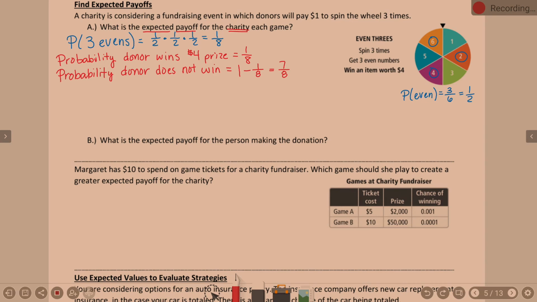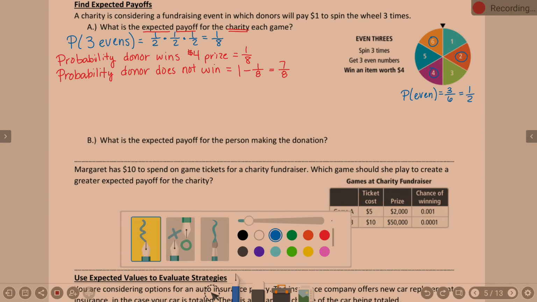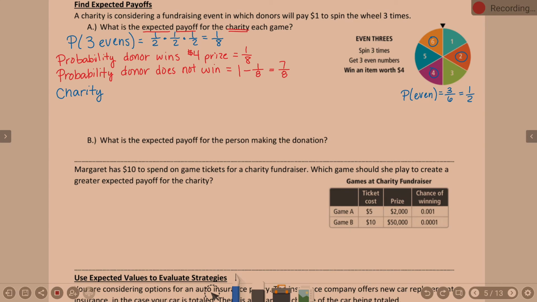Am I being logical here? Following? Because here's the deal. For the expected payoff, this question is asking for the expected payoff for the charity. So now we've got to turn this around and think in terms of the charity. Okay? How much could the charity win or lose? I shouldn't say win or lose. Earn or lose based on what happens, based on what the person winning does. So what are the options that they could do?